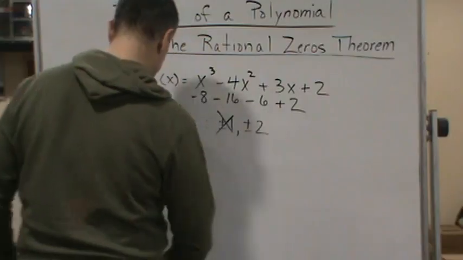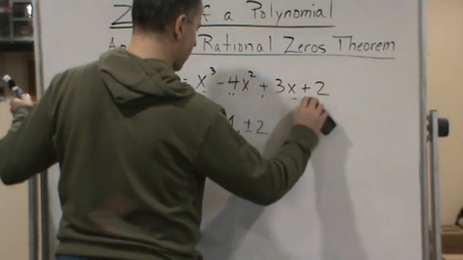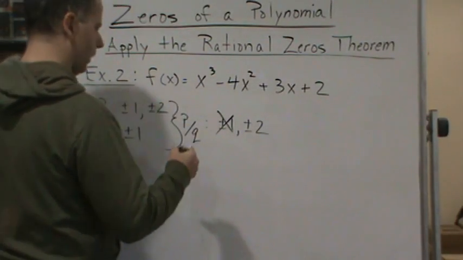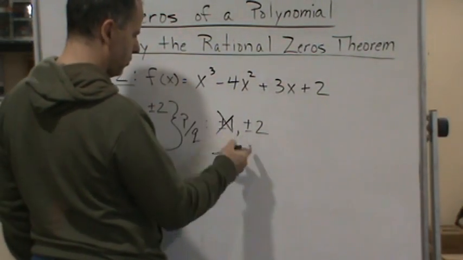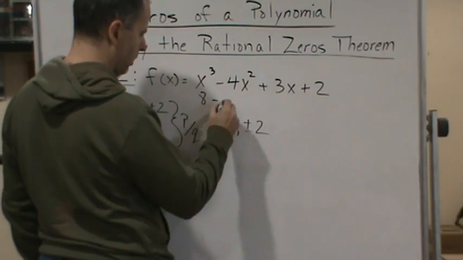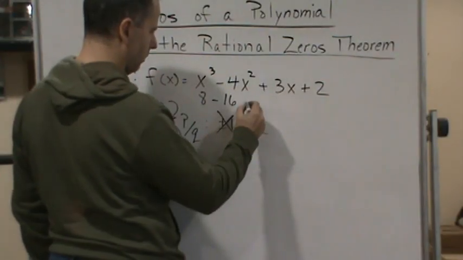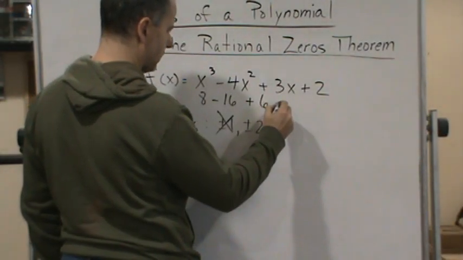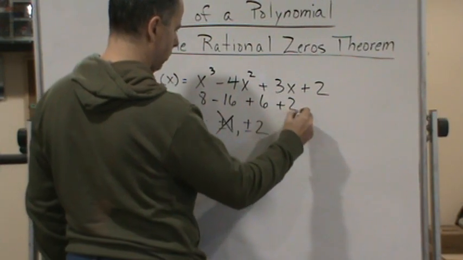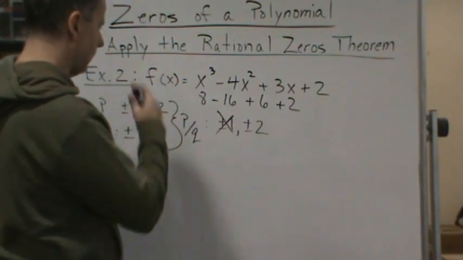Oh, hold on a second. I made a mistake. Let me go back to plus 2. I did something wrong. I think I added wrong. So let's do 2. 2 goes 8, minus 16, plus 6, plus 2. Okay, let's do this again.